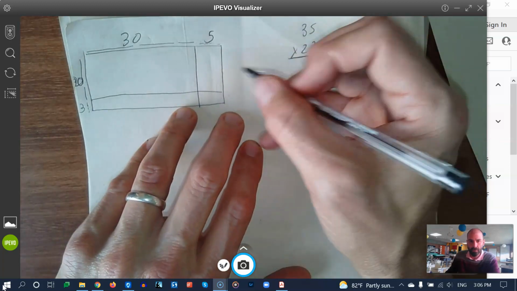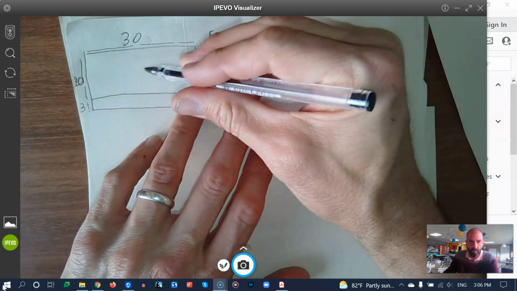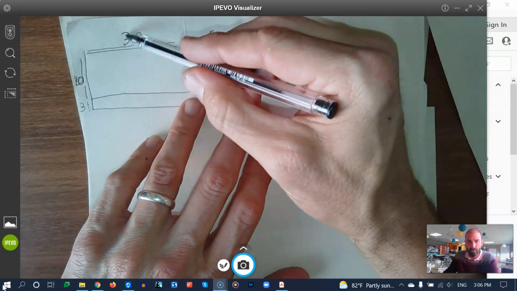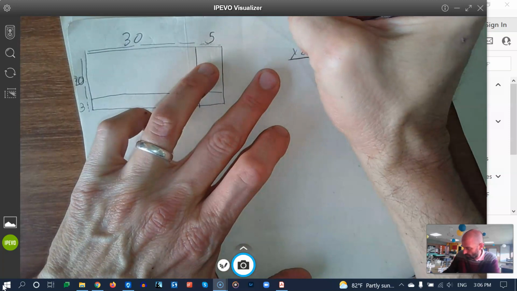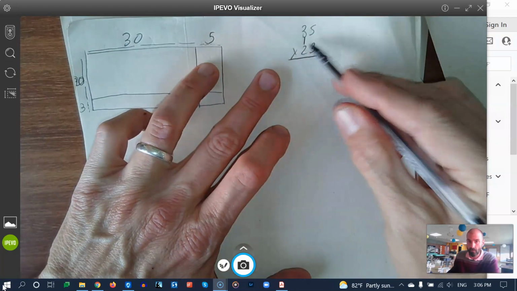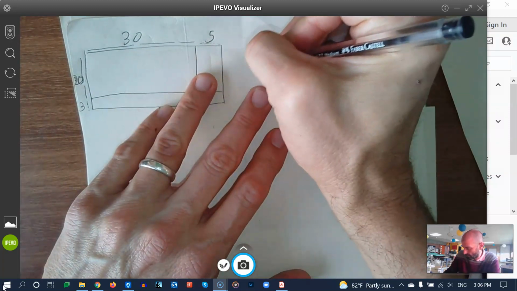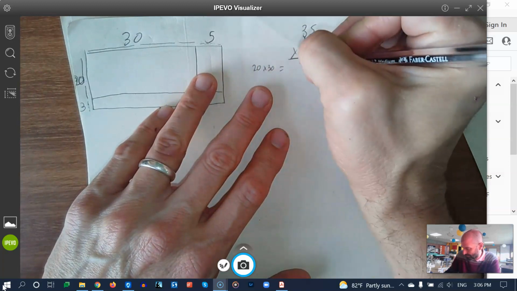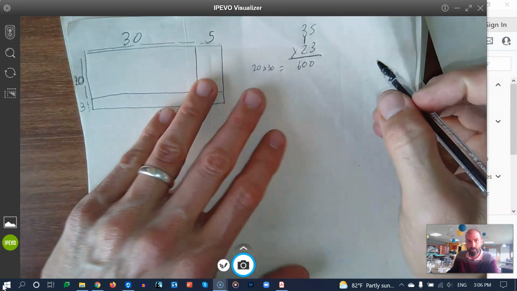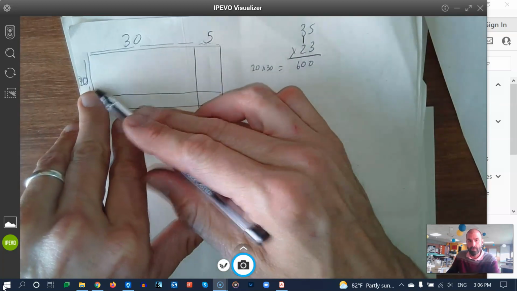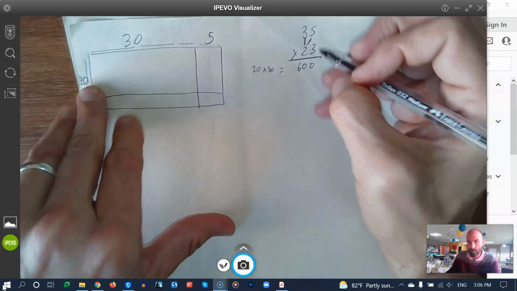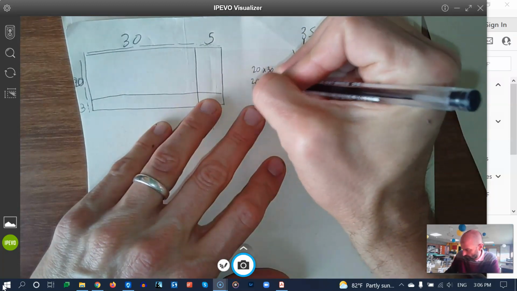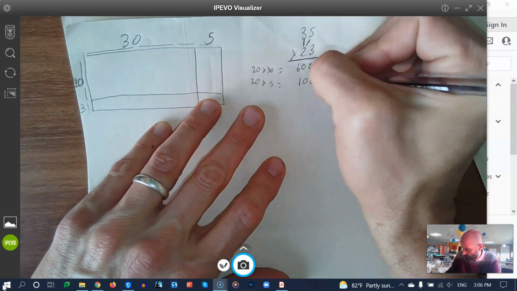I'm going to show you where I'm multiplying and what's going on. The first one we're going to do is 20 times 30. That's here, and 20 times 30 equals 600. Now we're going to do 20 times 5 here, and 20 times 5 equals 100.